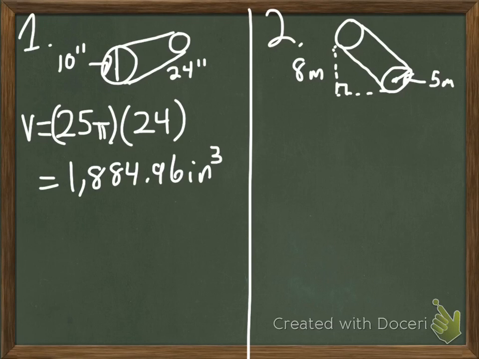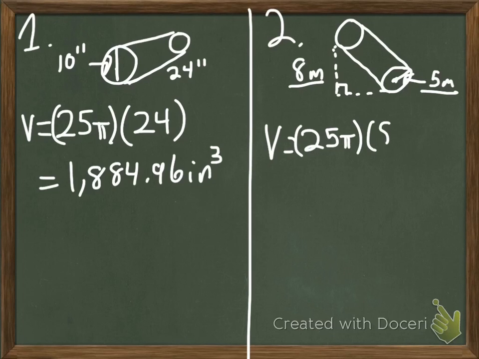Okay, our next one, it looks like our height is 8 and our radius is 5. So my volume equals 25 pi times 8, which after plugging in a calculator gives me 628.32 meters cubed. And there we have volume of prisms and cylinders.